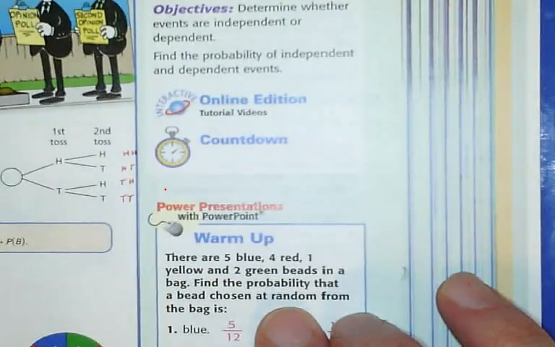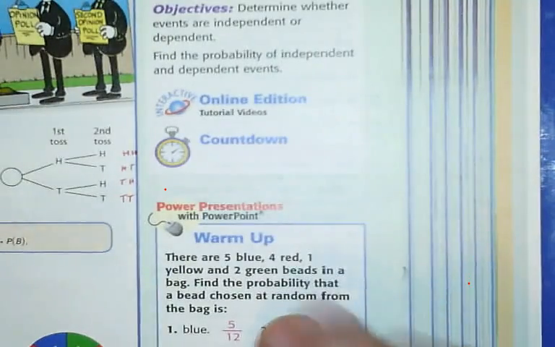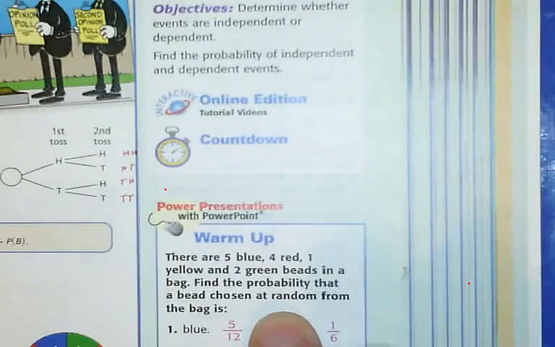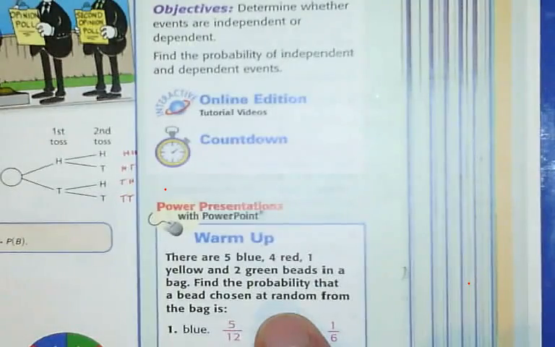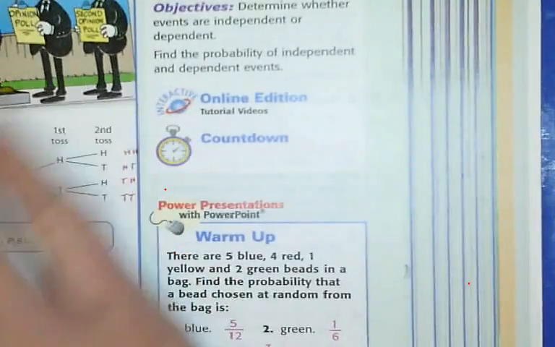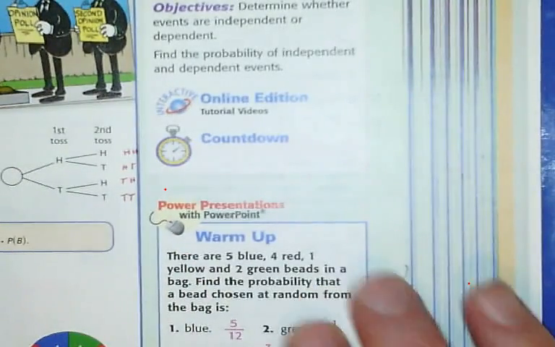Now, if you held that in your hand, then there aren't 12 marbles in the bag anymore. Now there's only 11 marbles in the bag. So if I choose another blue one, then there'd be only 4 blue ones out of 11 marbles, right? So it changed the probability because what I did affected the next choice. So that's a dependent event. Whenever it's independent, it has no effect on the choices at all.